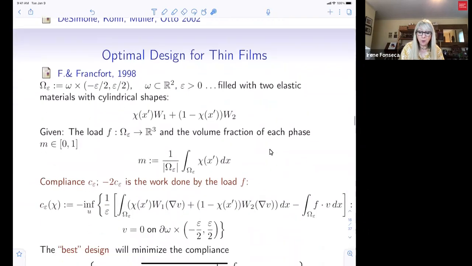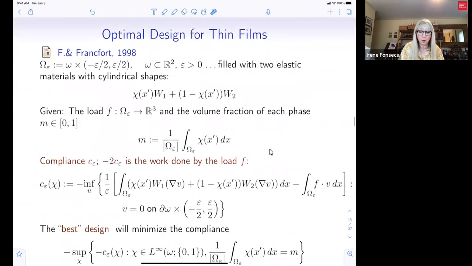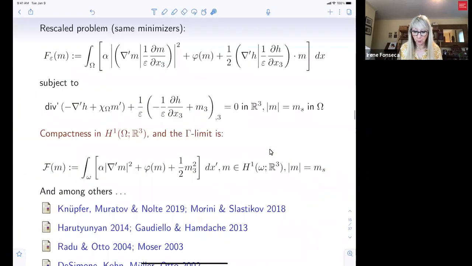Okay, now let me move on to optimal design. And here I'm going to quickly ask a question. Sure. Yeah, so the constraint on the gamma limit there, just if I could, the constraint on the magnetization, just how does that interact with the potential phi of m?